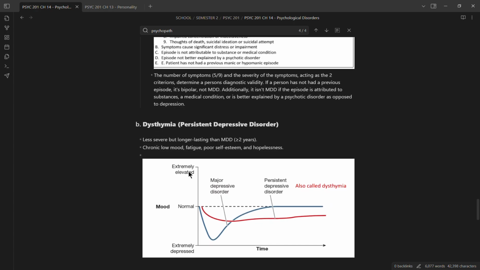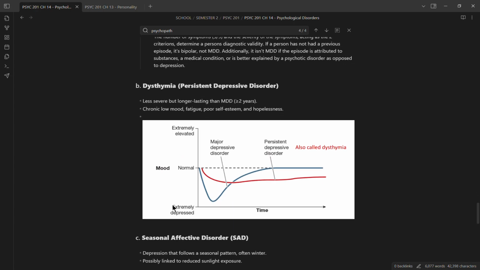Dysthymia, remember we talked about that. It's another unipolar disorder. It is persistent depressive disorder. Essentially, it is a less severe form than major depressive disorder, but it lasts longer. It can last for longer than 2 years. It is symptomized by chronic low mood, fatigue, poor self-esteem, and hopelessness.